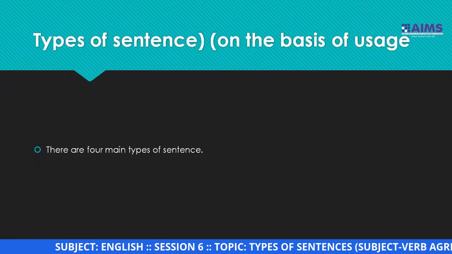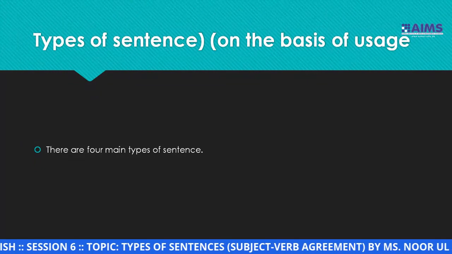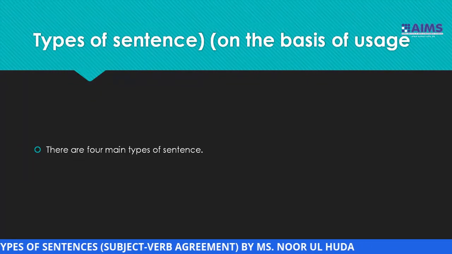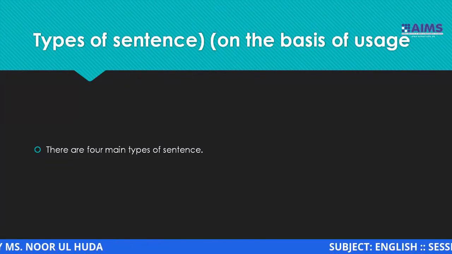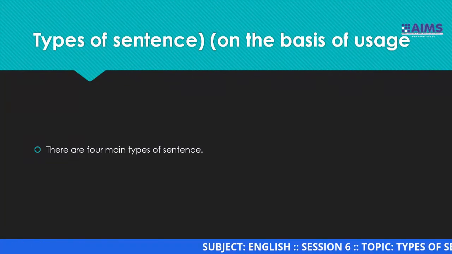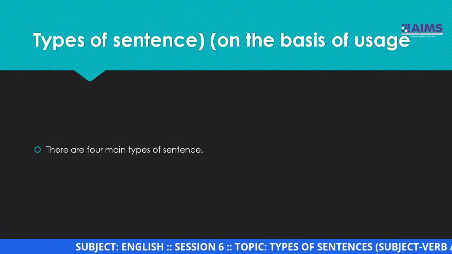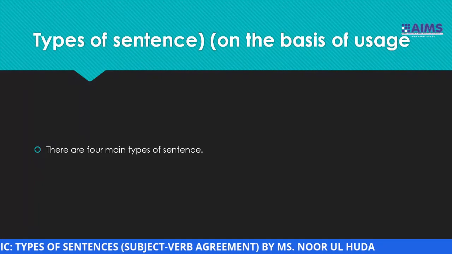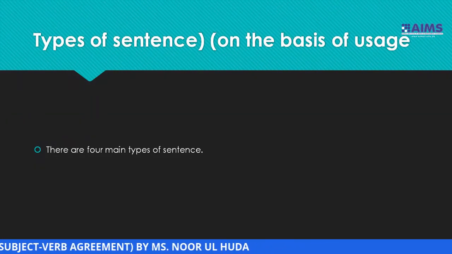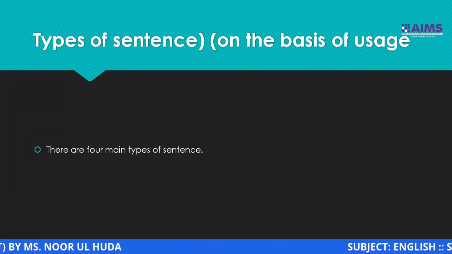There are different types of sentences on the basis of usage. The brackets are wrongly placed. Sorry, pardon for this. Types of sentences on the basis of usage. When we talk about usage, we mean in what manner we are using a particular sentence, and what is the intention of the speaker and of the writer.